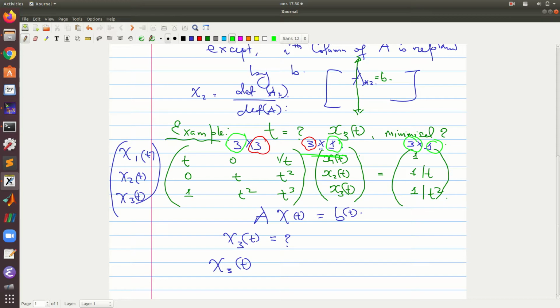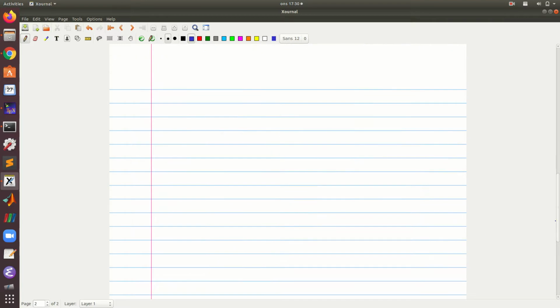However, since we only want x3 of t, there is no need to compute x2 and x1, therefore we use Cramer's rule here.